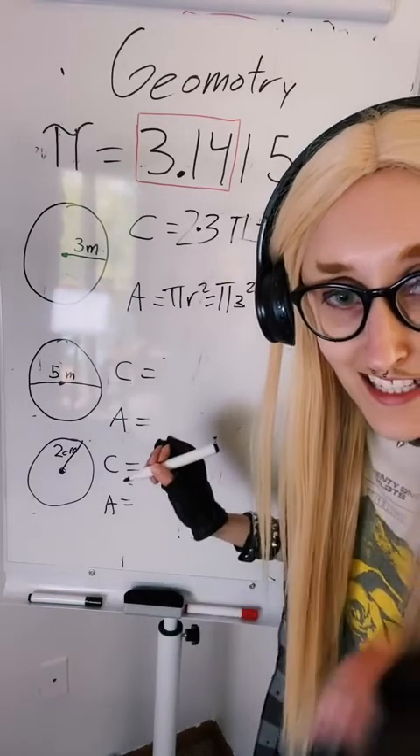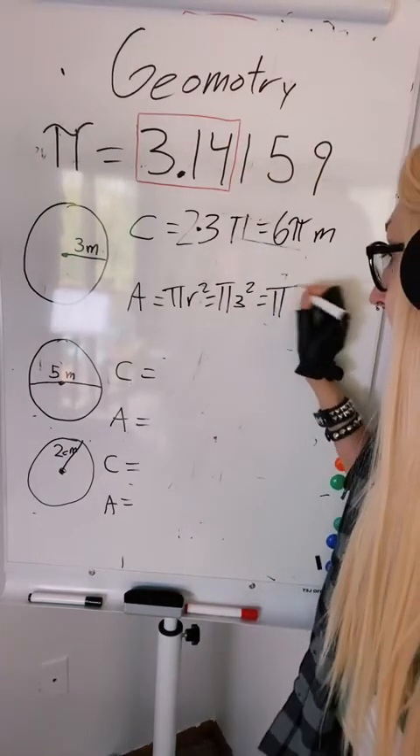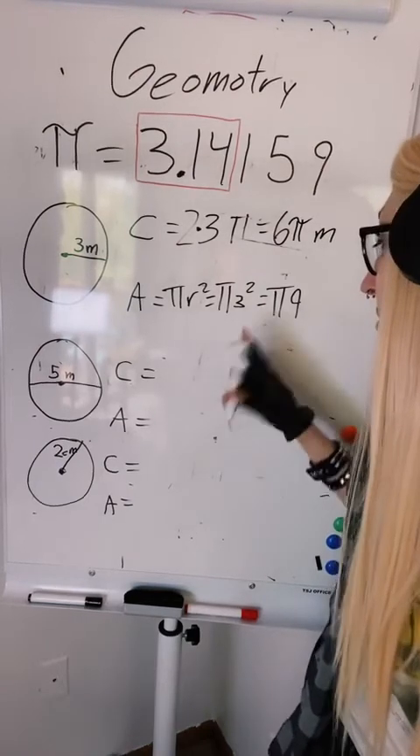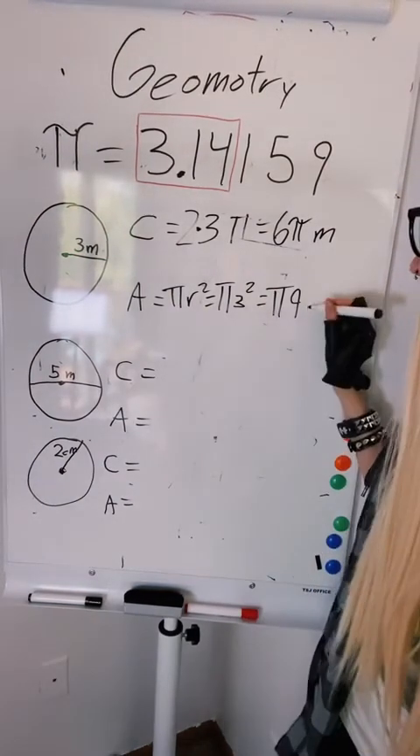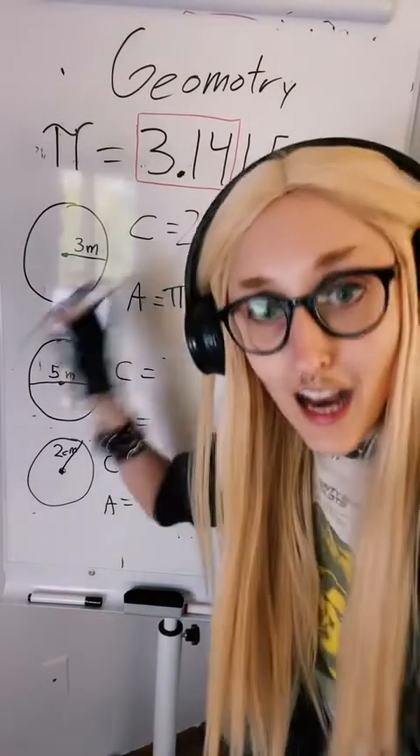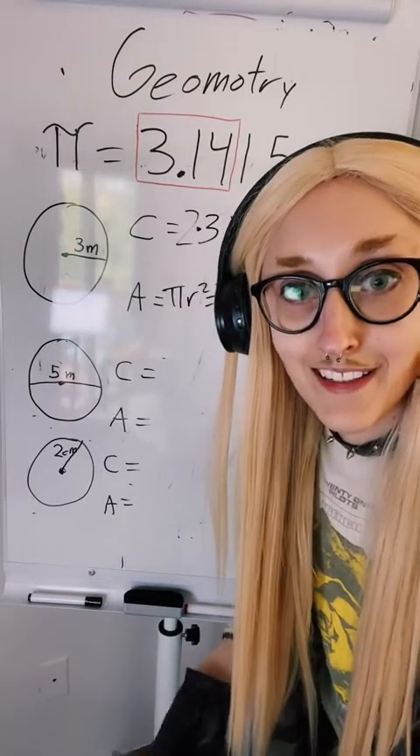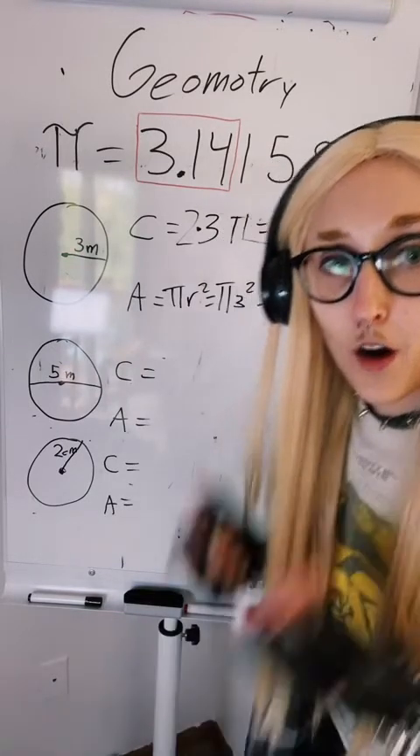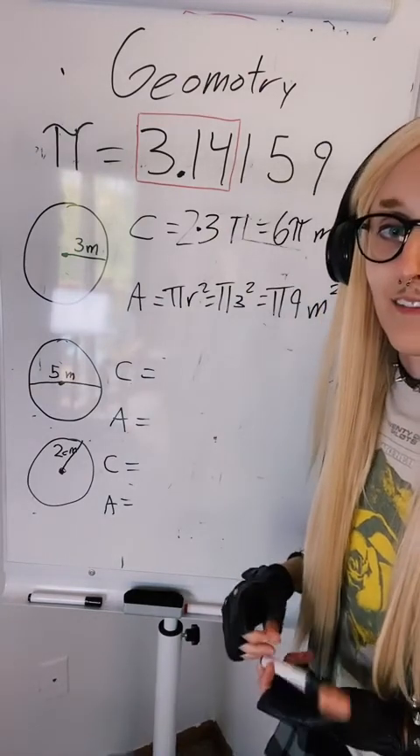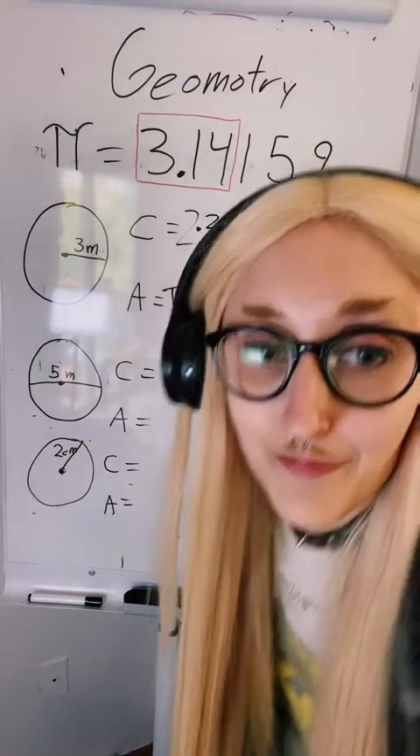Beautiful, my dears, it is 9. So we have pi times 9, or you can do 9 pi. Both are good. Meters squared, because remember, we are counting how many squares fit in that circle. That's what that meant. Always remember what you are counting. So we have to put the little square up there. All right, let's do the next guy.